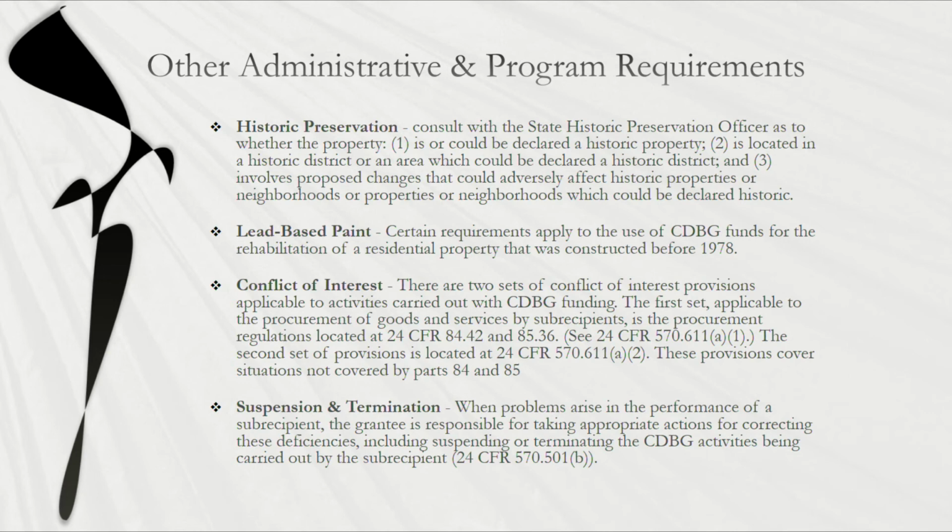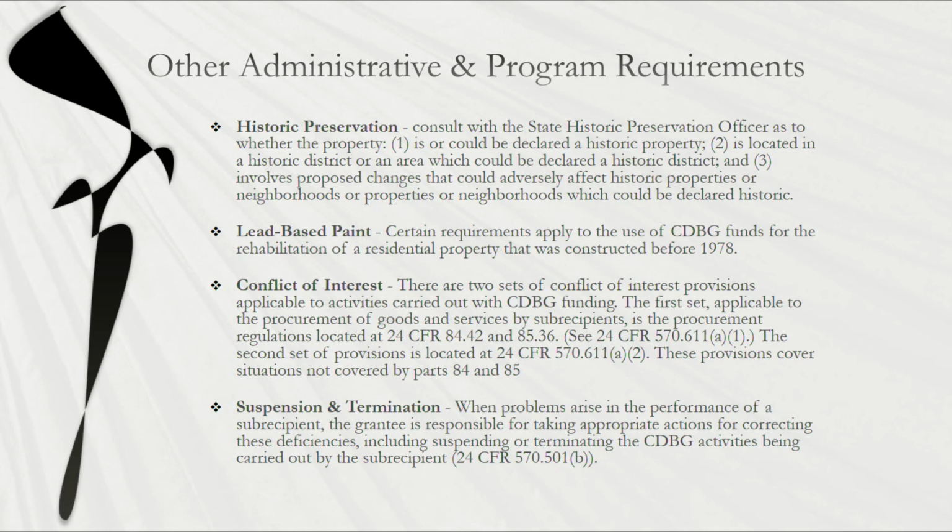Certain requirements apply to the use of CDBG funds for the rehabilitation of residential property that was constructed before 1978. And we also have a very strict conflict of interest policy. There are two sets of conflict of interest provisions applicable to activities carried out with CDBG funding. The first set is applicable to the procurement of goods and services by subrecipients, which can be found within 24 CFR 84.42 and 85.36. The second is a provision that can be found within 24 CFR 576.11a-2. These provisions cover situations not covered by either of the previously listed sections.